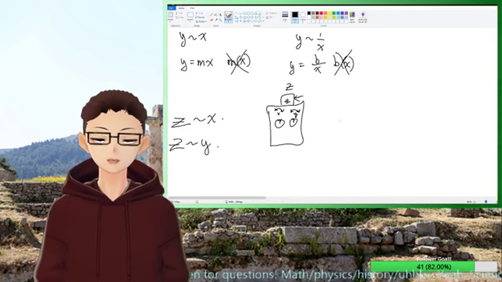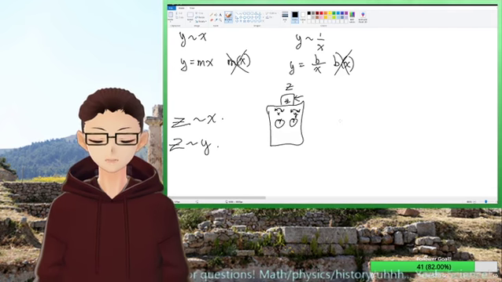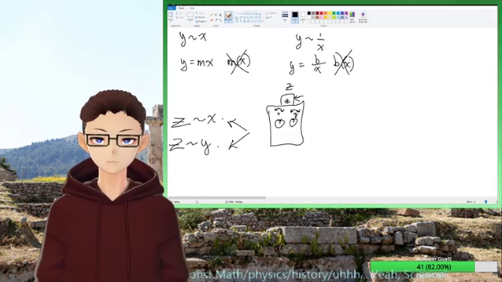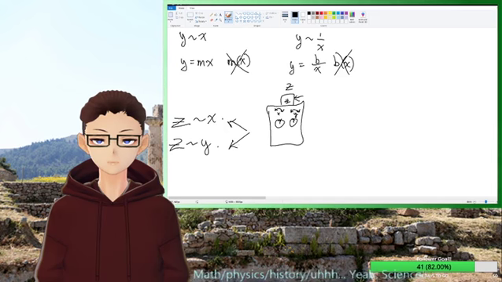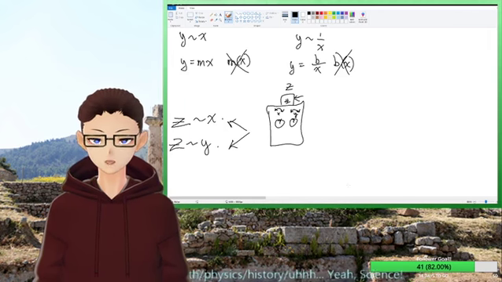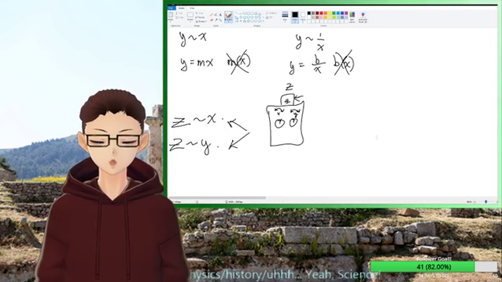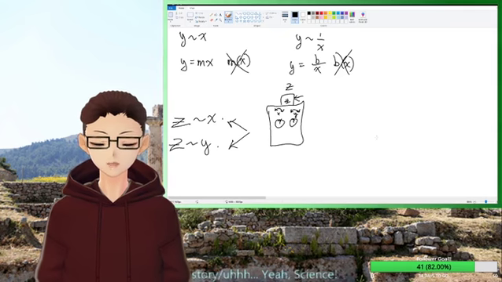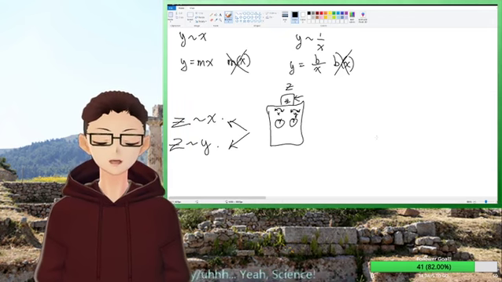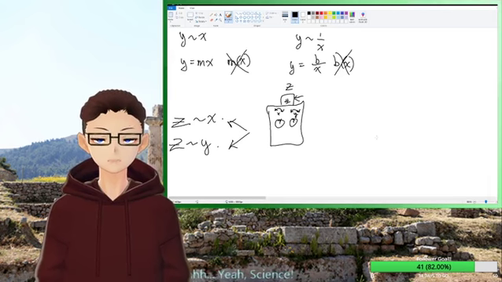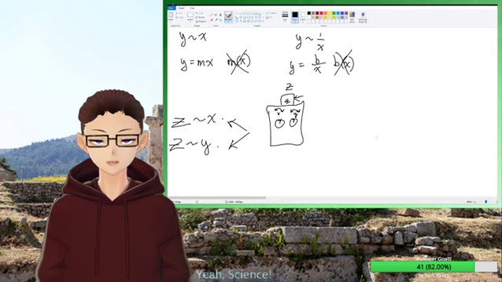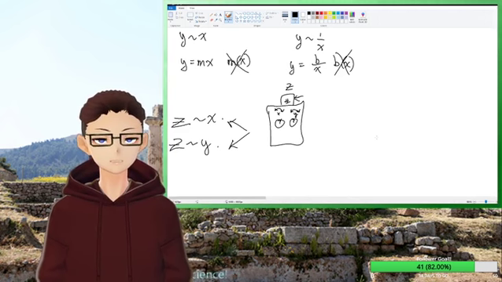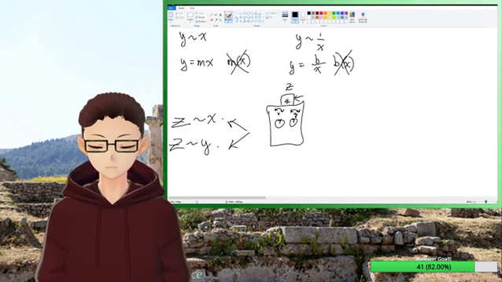Is it possible to make one equation from both of these statements? Because right now, we're stuck with two equations talking about how z behaves when you fiddle around with x or y. But is there an equation that we could make that shows just z and both x, y in the same equation? The answer is yes, and this is how you do it.